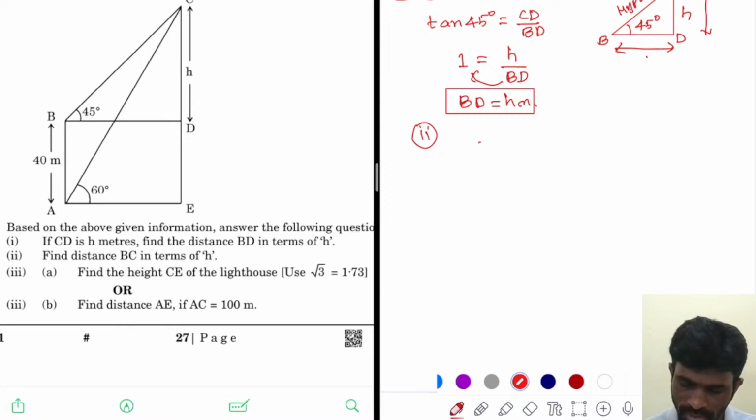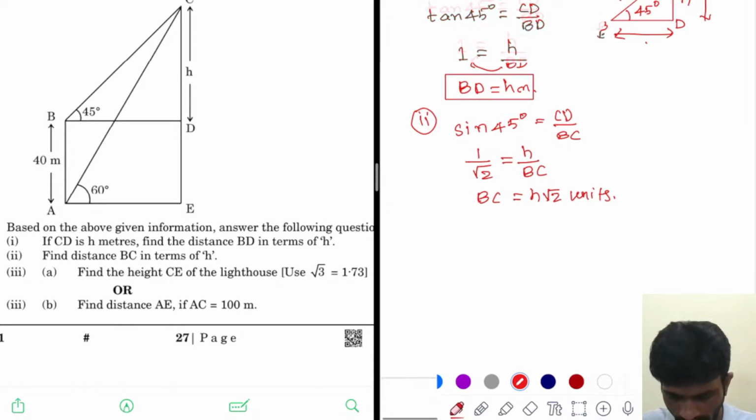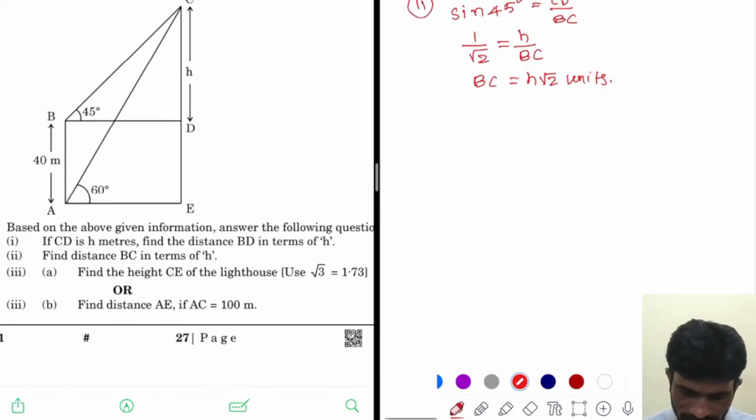When you want hypotenuse, we know opposite and hypotenuse, we have to use sine 45. So sine 45 degrees is equal to CD by BC here. Sine 45 degrees we know is 1 by root 2. 1 by root 2 is equal to H by hypotenuse BC. So cross multiplication, BC is equal to H root 2 units. We got BC also in terms of H. So now third question.